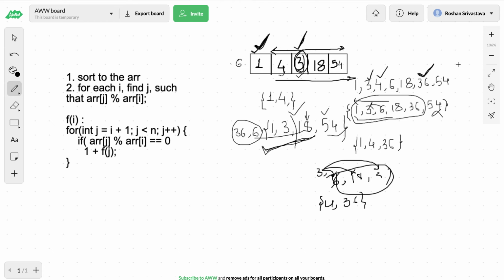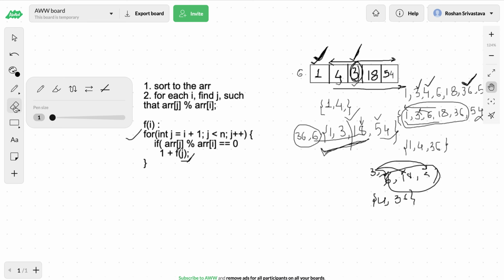Similarly, for 1, all of them are correct potential candidates, so we can recursively find the answer for all of them. So here is what we are going to do. For each i, we are going to find all the elements ahead of it which are divisible by this particular element, and then recursively solve the answer for these elements. For each j, we recursively call and compare the answer. Whichever gives us the best answer would be our maximum size of the subset.